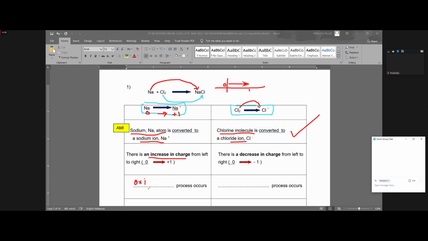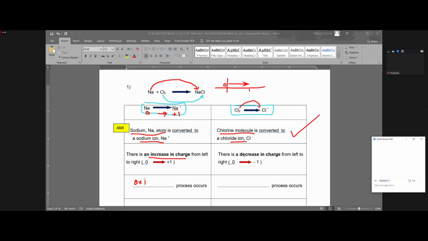Oxidation. Increase in charge. I never learned all this last time, you know. Those days we were forced to memorize. Now I make it very easy for you. I use the word oil rig. I use the word increase in charge. Okay, now we go to this side.